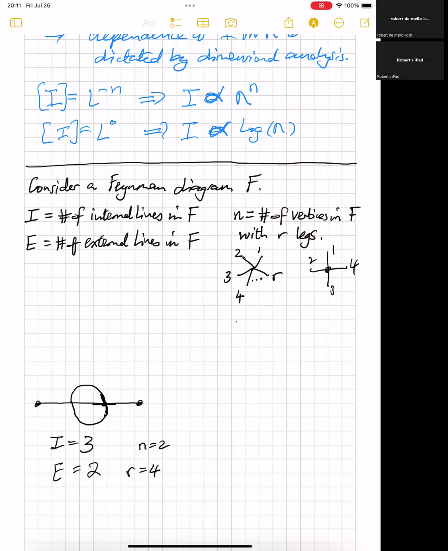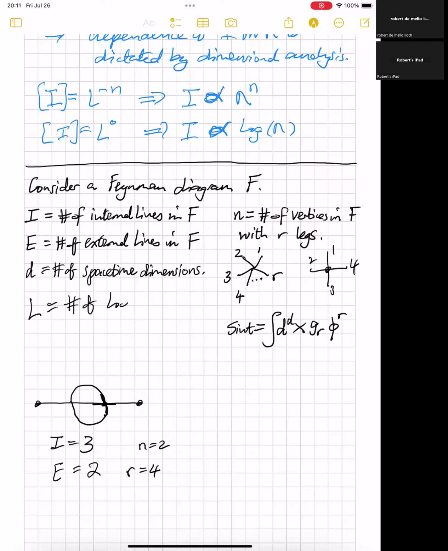And then let me also say that the interaction vertex would be an integral d^d x in d dimensions of some coupling g_r times phi to the power of r. And it's going to be useful to keep this generality. So let's also introduce d, which is the number of space-time dimensions. Okay. And then finally, we will also want L, which is equal to the number of loops.